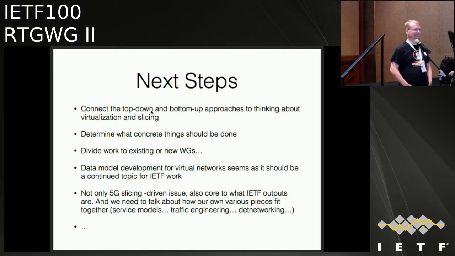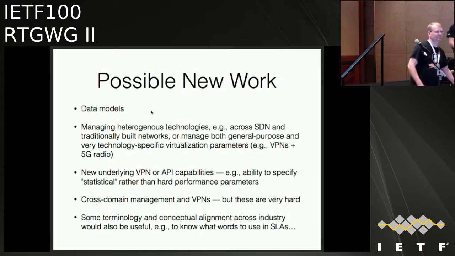Thanks. Adrian Farrell, welcome back, Yari. Can you get back one slide? Yeah, so two little things jumped out on this. The third bullet, the ability to specify about the underlying VPN or API. Were you thinking of this as specify at the service level or at the network level?